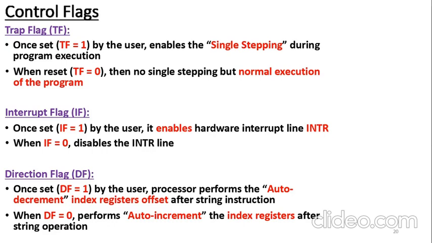Okay, it means that direction flag 0 will set the index register in auto increment mode. So offset addresses will be incremented. And if the direction flag is 1, in that case, the index registers will be set in auto decrement mode after string operations. So these are the functions of all the flag bits in case of the 8086 processor here.